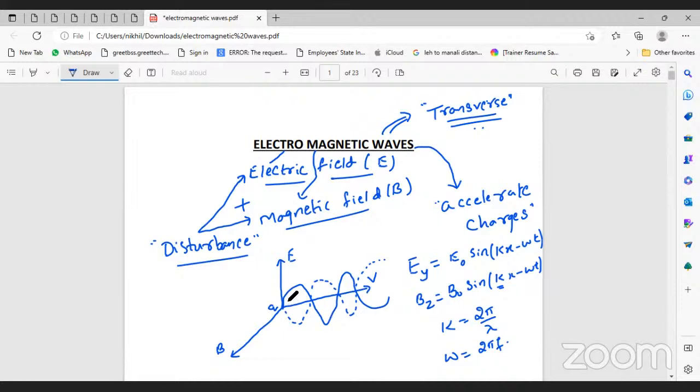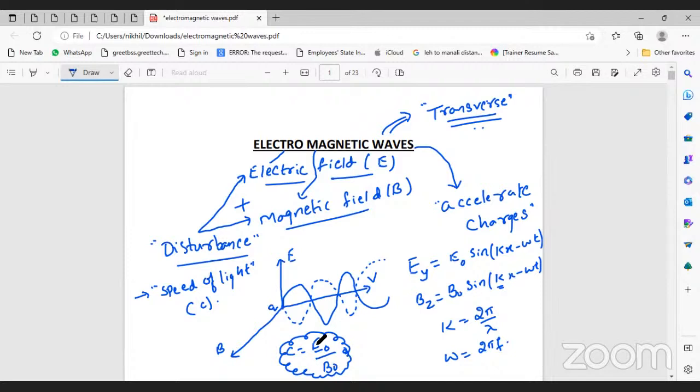Whenever these electromagnetic waves are moving, they move with the speed of light. The speed of light is denoted by c. That c is given by the formula E naught divided by B naught. So please remember, the speed of the electromagnetic wave is the speed of light, that is 3 into 10 power 8 meter per second. But remember that speed c is equal to E naught divided by B naught.